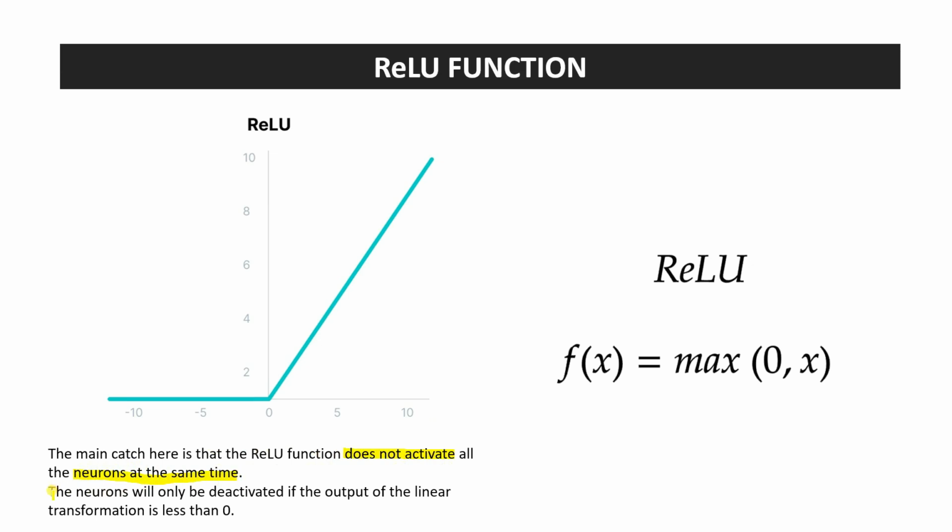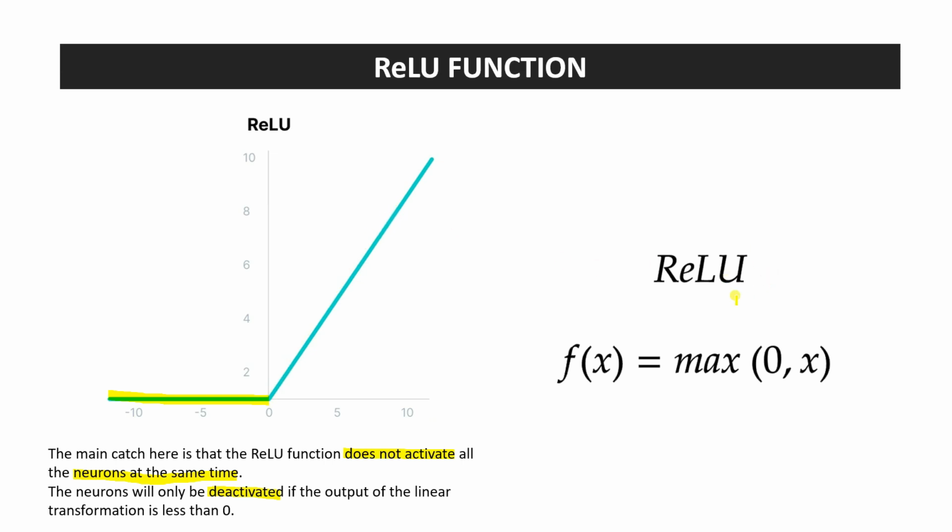And one more thing, the neuron will only be deactivated if the output of its linear transformation is less than 0. If it is less than 0, it will be deactivated. And if it is greater than 0, it will take the value as it is, or be activated.